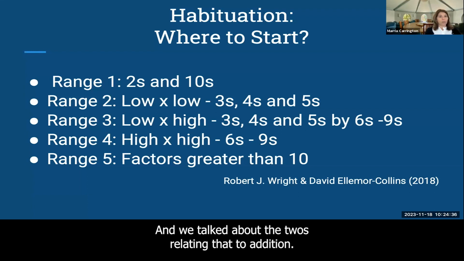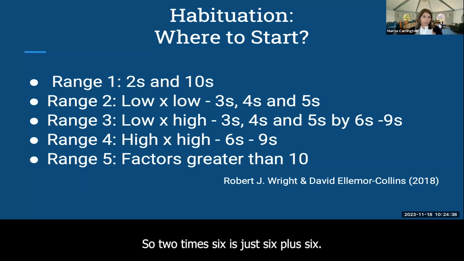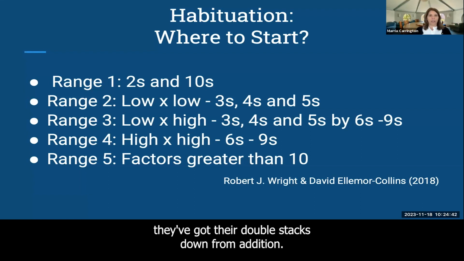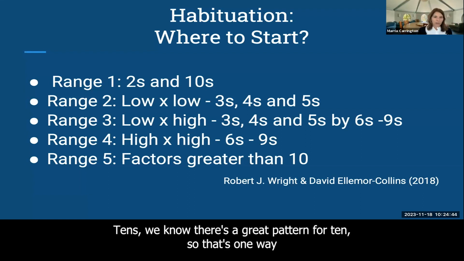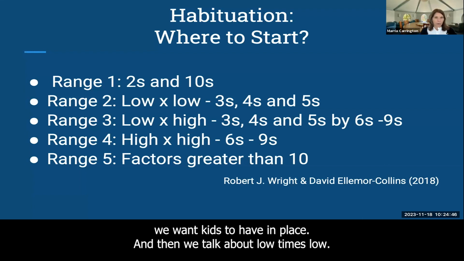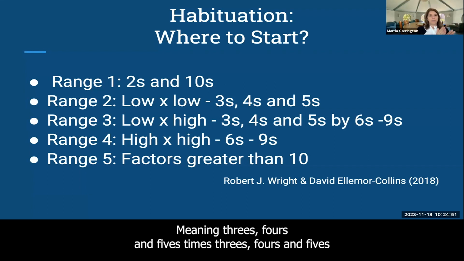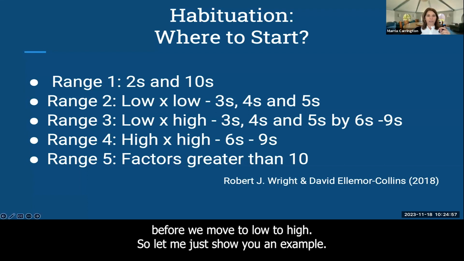And we talked about the 2s, relating that to addition. So 2 times 6 is just 6 plus 6. And hopefully they've got their doubles facts down from addition. 10s, we know there's a great pattern for 10. So that's one we want kids to have in place. And then we talk about low times low, meaning 3s, 4s, and 5s times 3s, 4s, and 5s. So before we move to low to high, let me just show you an example.